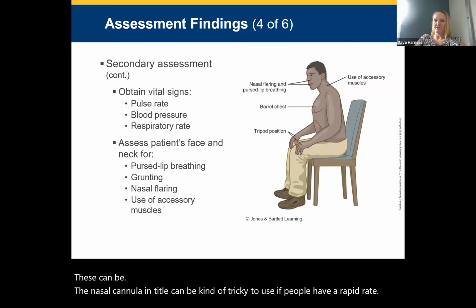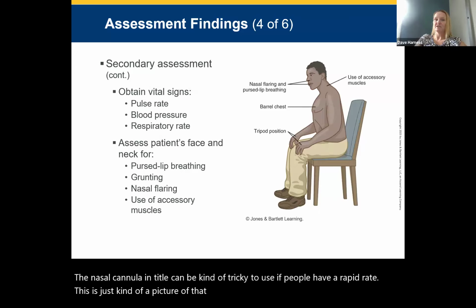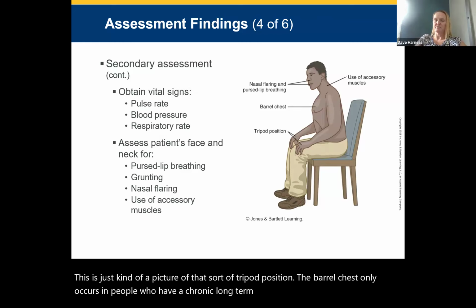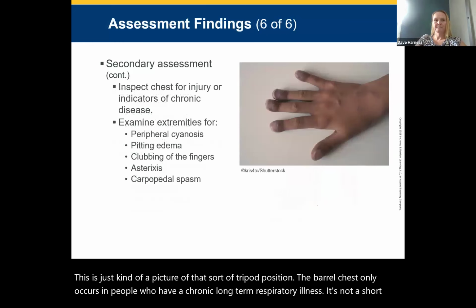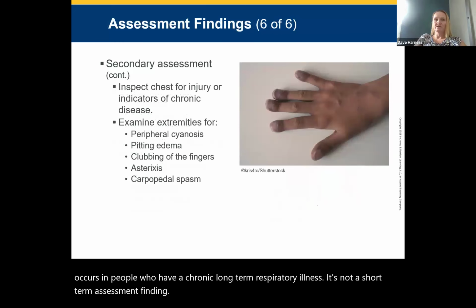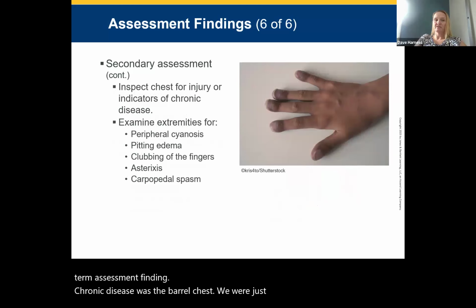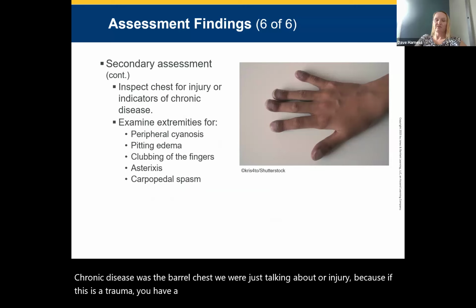This is just a picture of that sort of tripod position. The barrel chest only occurs in people who have a chronic long-term respiratory illness. It's not a short-term assessment finding. Chronic disease was the barrel chest we were just talking about, or injury, because if this is a trauma, you have a different reason for them having difficulty breathing.